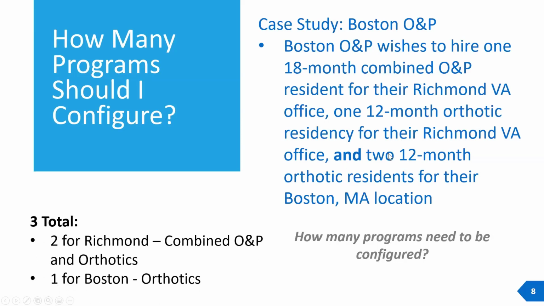It's going to be three, because you need to look at it on a geographic level as well as a program type level. In Richmond, they're looking for two different types of residents, a combined O&P resident and an orthotic resident, so each one of those should get its own program advertised. Don't worry, you're not going to have to retype everything all the time for these. Then they also need to advertise just one more position for Boston's orthotic residency, because while they're hoping to fill more than one resident in that role, those two residents are going to get the same orthotic training in the same location, Boston.